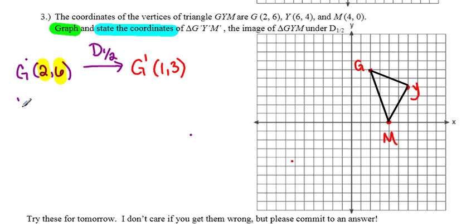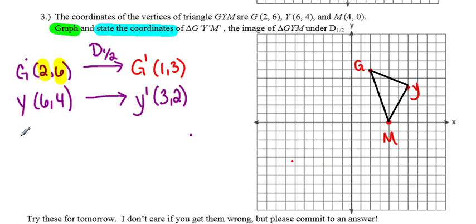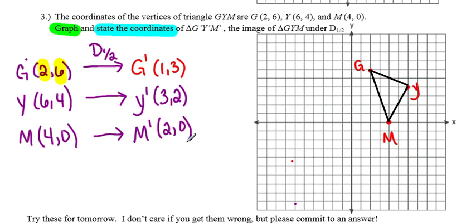Repeating that for each of the coordinates in my triangle, Y had starting coordinates of (6, 4). After a dilation with a scale factor of 1/2, its new coordinates are going to be (3, 2). And then vertex M with coordinates (4, 0), under a dilation with a scale factor of 1/2 becomes M prime with coordinates (2, 0). I'm going to go ahead and plot those new points.